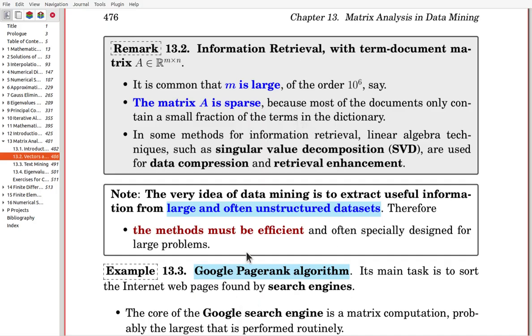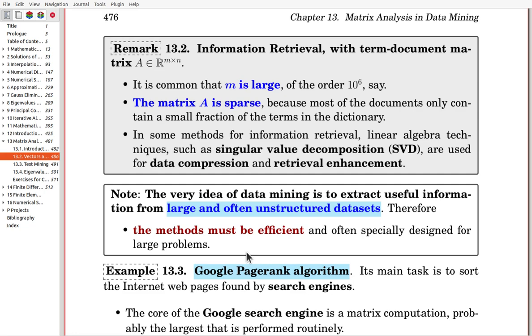The very idea of data mining is to extract useful information from large and often unstructured data sets. So the method must be efficient, and also it must be designed for dealing with large problems.